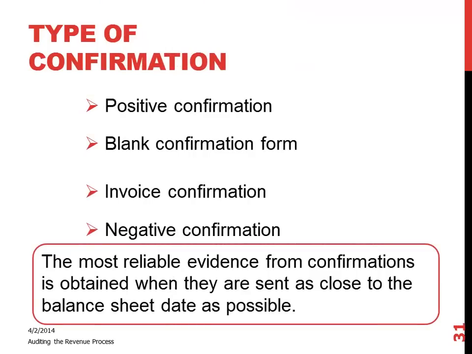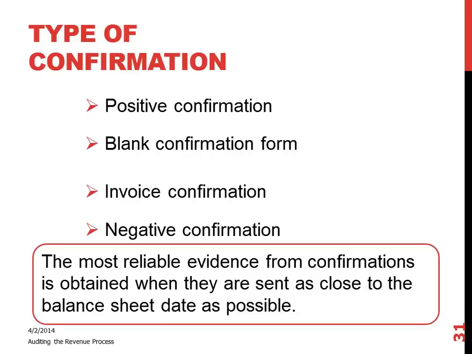There are different types of confirmations. Positive confirmations are basically a confirmation you send to the customer. The records show XYZ, confirm that amount, and the customer will confirm that amount. A blank confirmation is exactly as it says. You send it to the customer and let them fill it in. You can confirm on an invoice by invoice basis as opposed to just confirming the account balance.